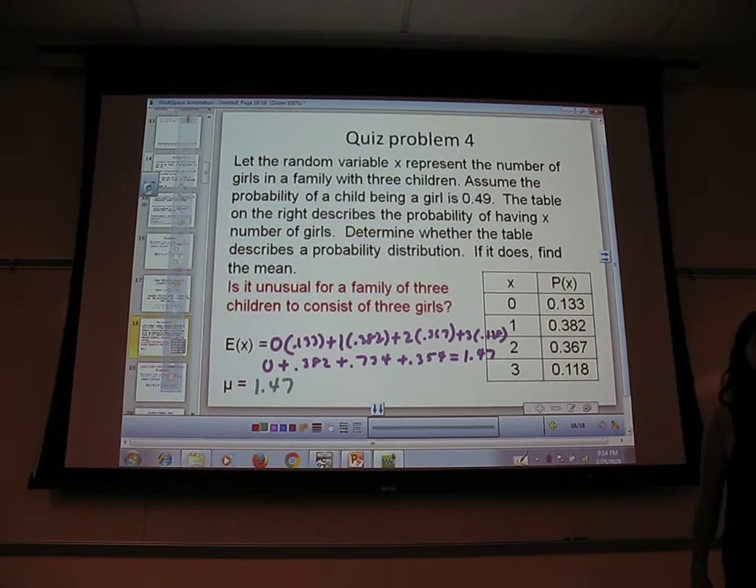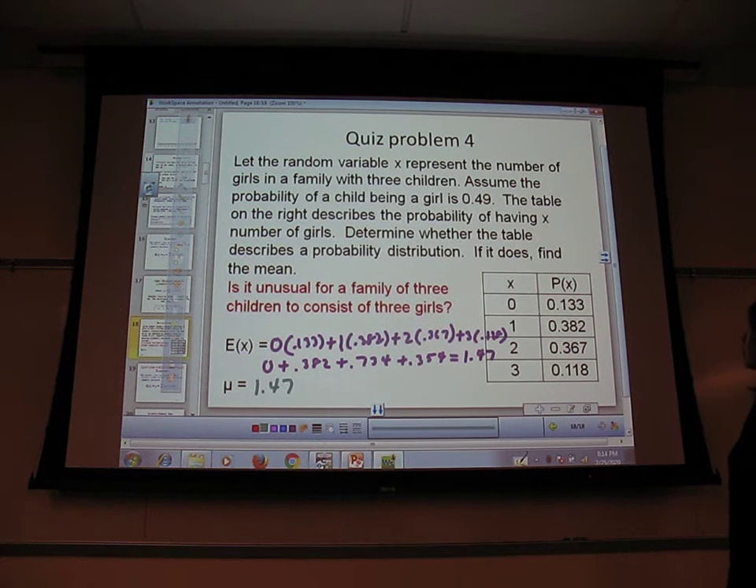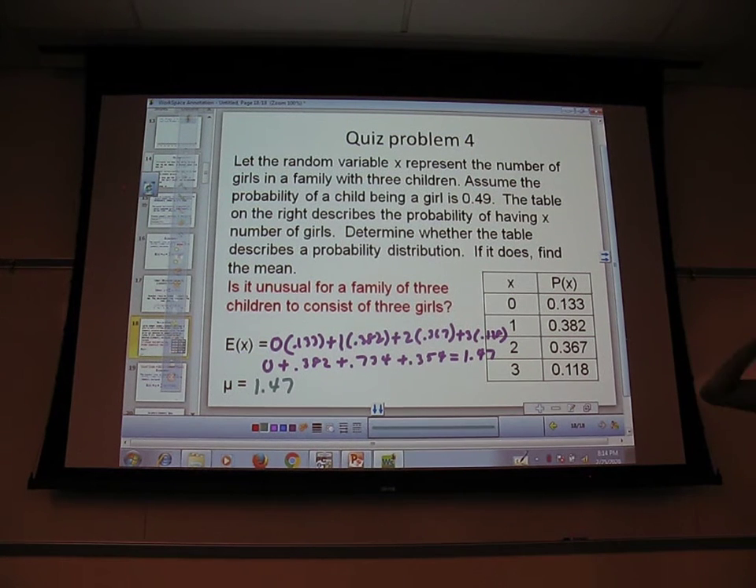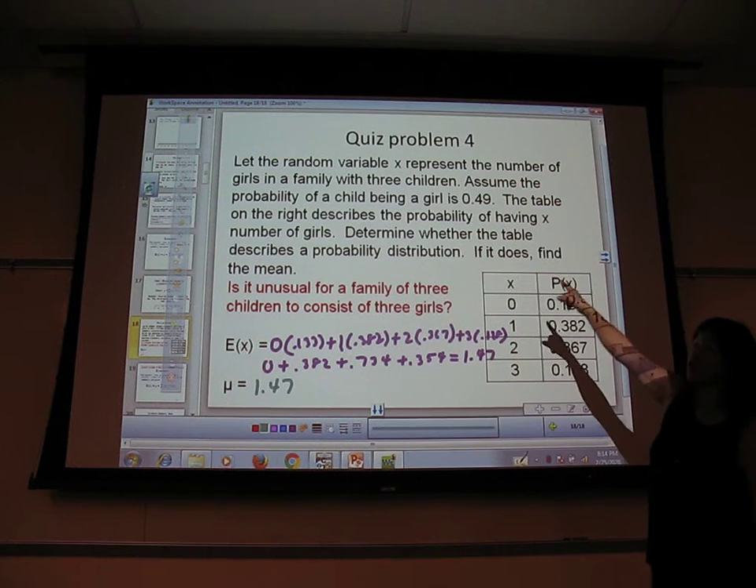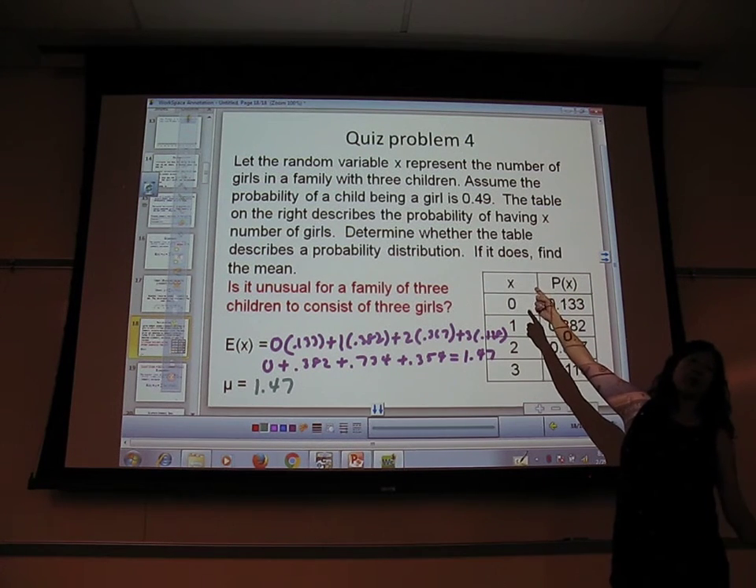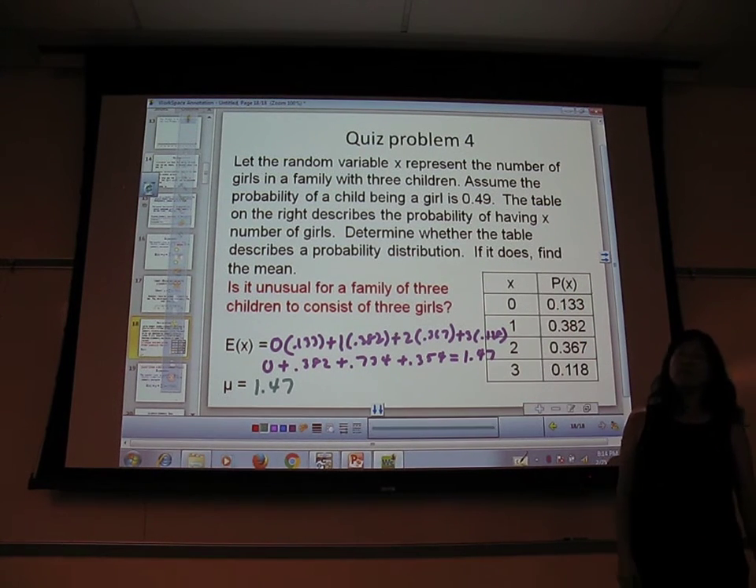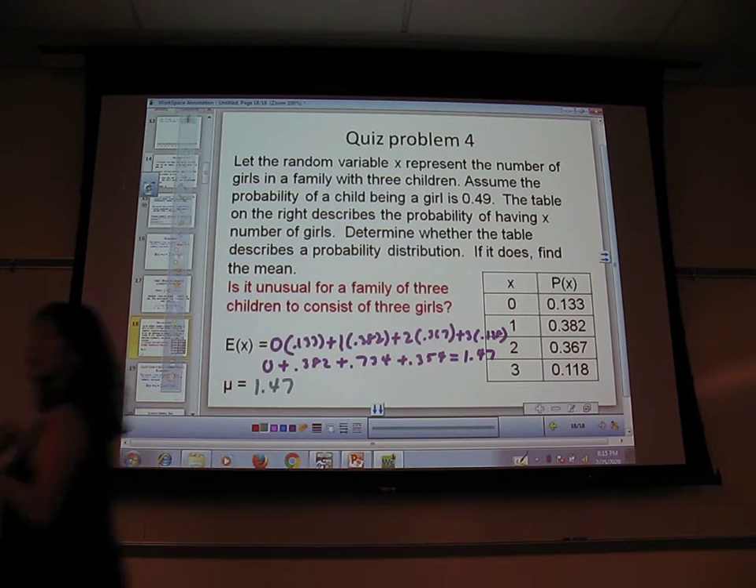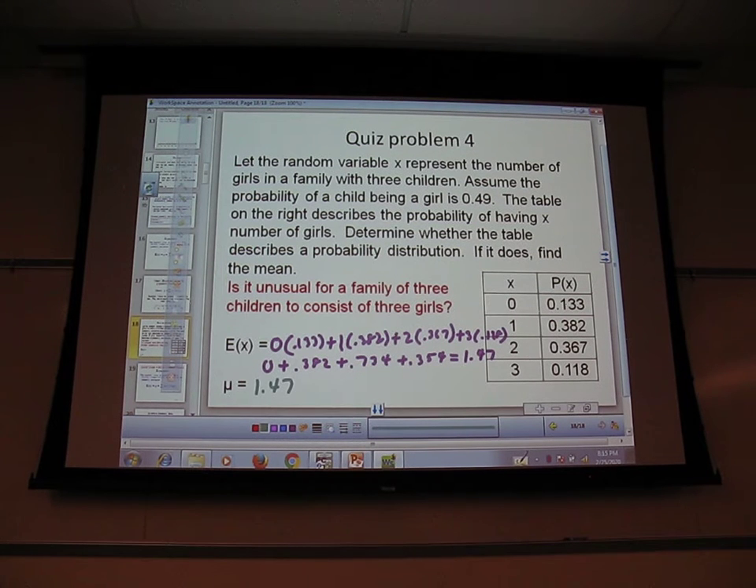How'd you get the 0.51 for the no girls? This one? Because if the probability of it being a girl is 49%, the probability of it not being a girl is 51%. Ah, yep. Good questions. Thanks. Good? Okay. Awesome.